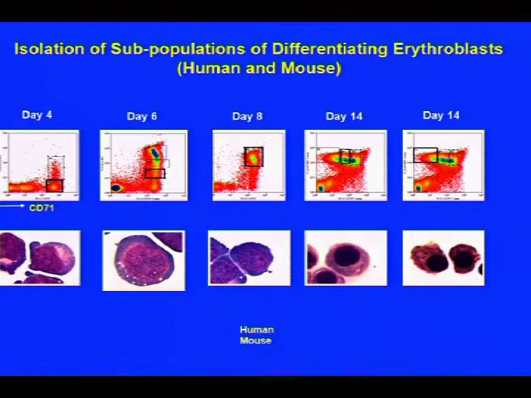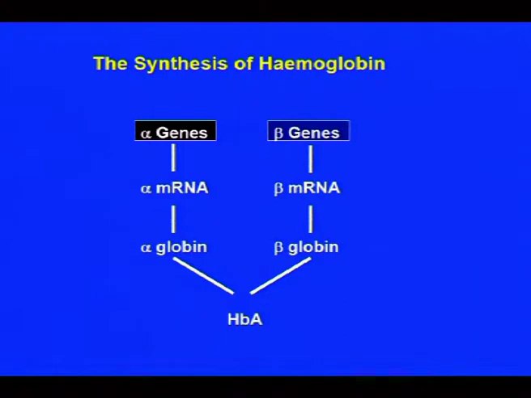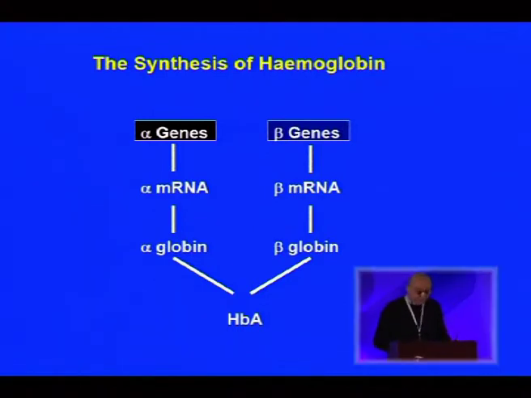Now, we study this both in the human and mouse, and so from the point of view of this talk, I'm not going to differentiate between them because we now know that the human and mouse clusters are both regulated in very similar ways. Now, this just reminds you of the simple genetics of hemoglobin.